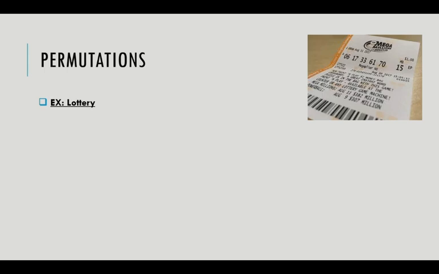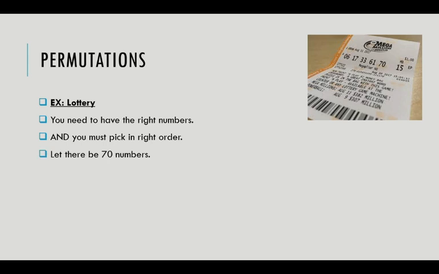So back to our example of a lottery. Let's say that we need to have the right numbers, but also you have to pick them in the right order. Now I realize this is probably not how any lotteries work, but just go with me on this, okay? So let's let there be 70 numbers, just like we looked at before, and you're picking 6. Do you see where I'm going with this? It's the same example that we looked at before with the combinations. But now I need permutations, not combinations. Why is that? Because order matters.